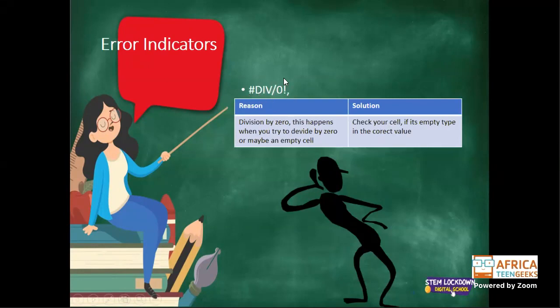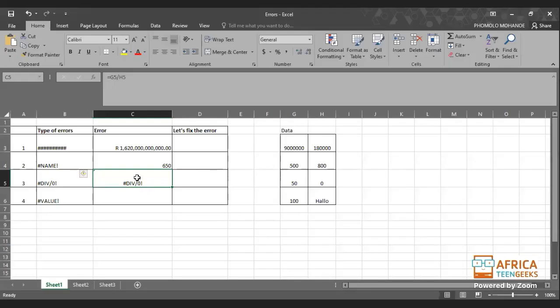Division, we divide by zero. Division by zero happens when you try to divide by zero. Maybe your cell is empty. Check your cell if it is empty. Let's go back and check what is happening in cell G5. Where's G5? Obviously, this is 0 here. Let me just put the number 2 and check. You see, that's what causes that.